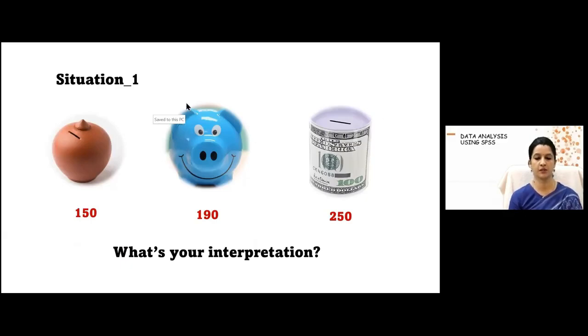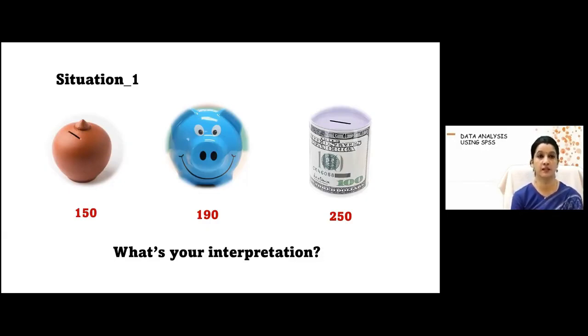So this is situation 1. In the first one, you have got 150 rupees, in the second 190 rupees, and in the third it is 250 rupees. Now seeing this, what is your interpretation?